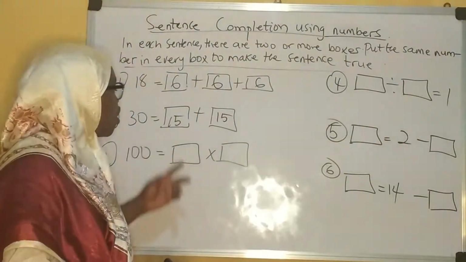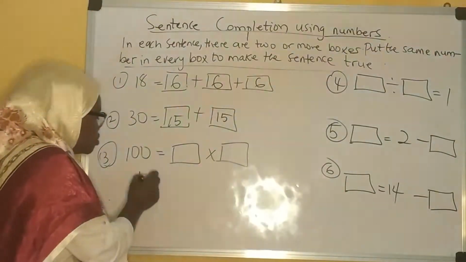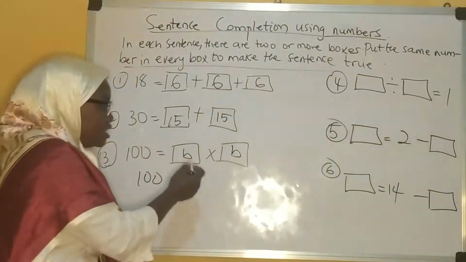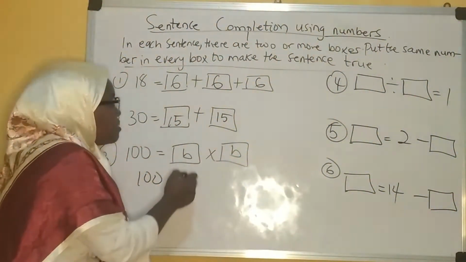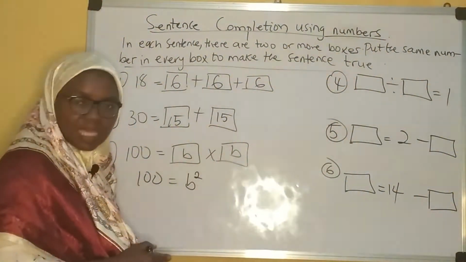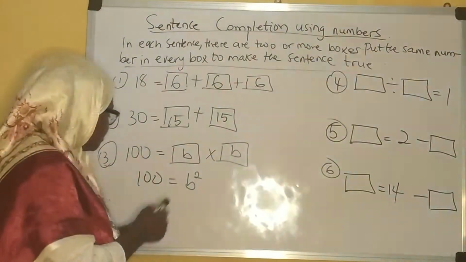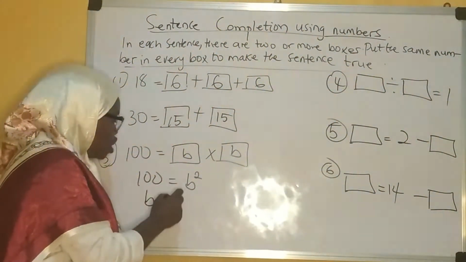It's very simple. This thing just means 100. And let me represent this place with B, for instance. Because I need to have the same number here. And I have 100 equal to B times B, which will give me B squared. Now if B times B is going to give me B squared, it then means that the value of the B that I'm looking for will be equal to the square root of 100.